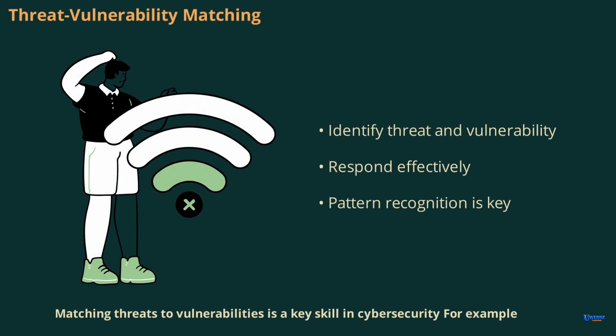Matching threats to vulnerabilities is a key skill in cybersecurity. For example, if a company's website crashes after being overwhelmed by traffic from thousands of IP addresses, the threat is a DDoS attack, and the vulnerability is insufficient capacity or lack of DDoS protection. If an employee downloads a backdoor tool from an unofficial website, the threat is malware, and the vulnerability is lack of software vetting. Recognizing these patterns helps organizations respond effectively.